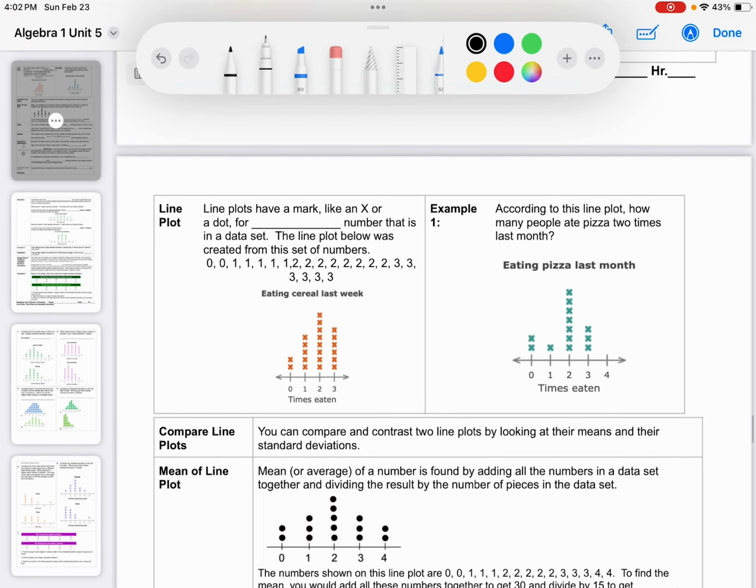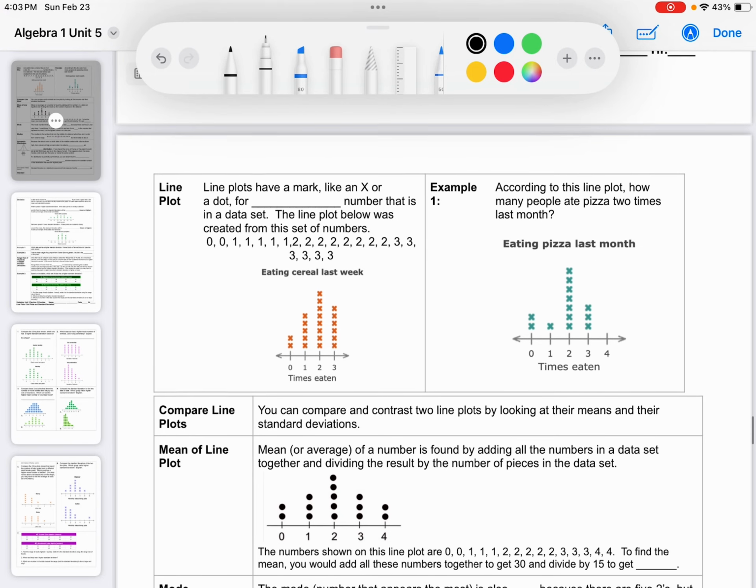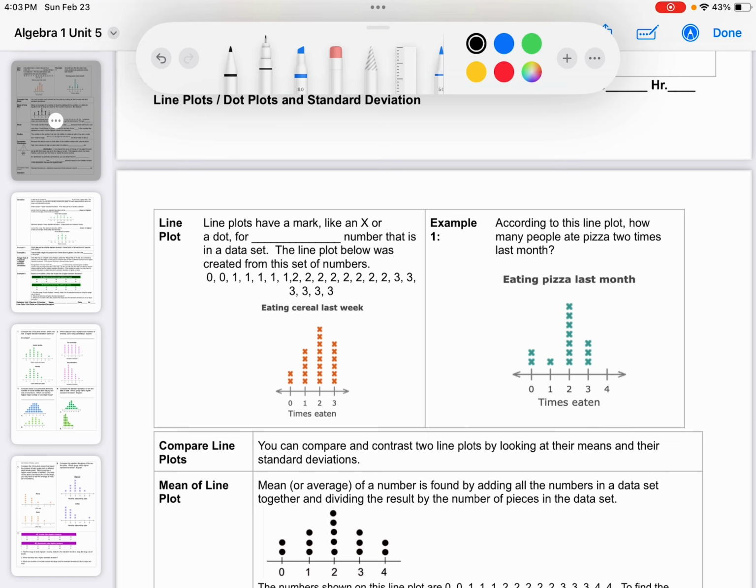Okay, the last data set that we need to talk about is what's called a line plot, and then we'll talk a little bit about tables as well, but you should be a little bit more familiar with tables. So with a line plot, we have a mark like an X or a dot for each number that is in a data set.